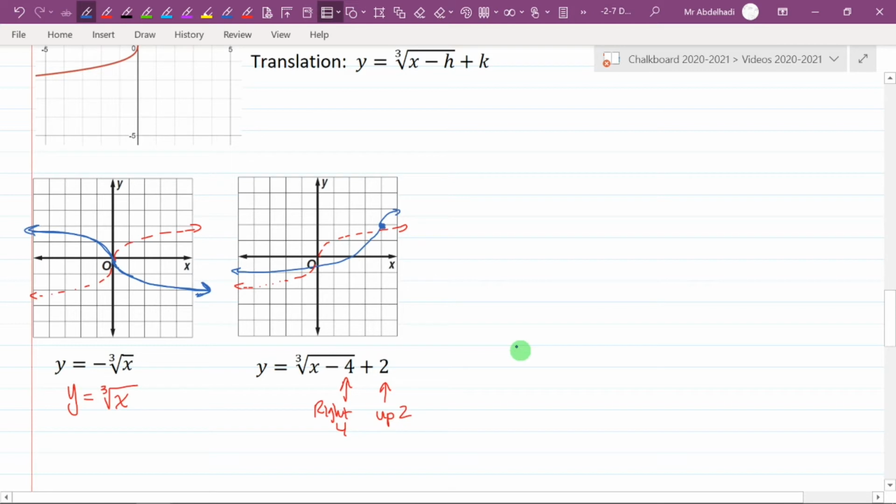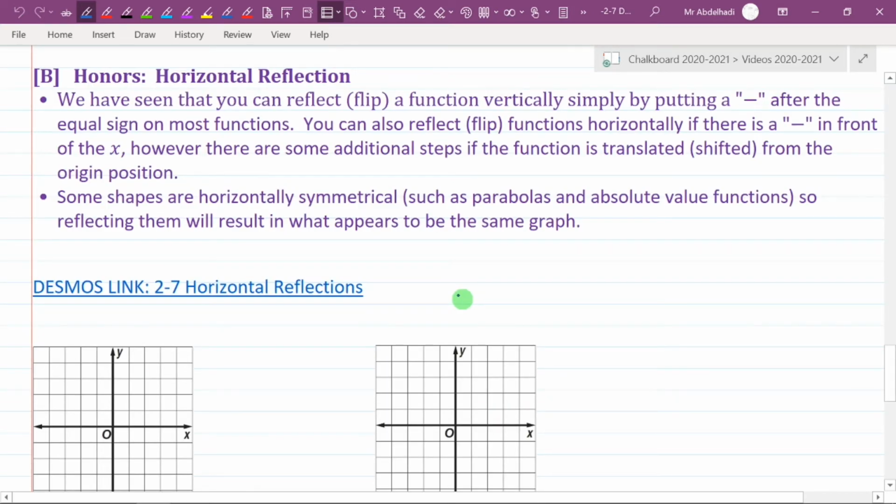If you're in the academic class, you're done for today. If you're in the honors class, stick around. We're going to talk about horizontal reflections. Okay, now we're going to talk about horizontal reflections.